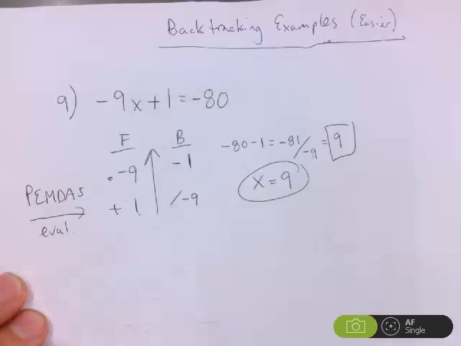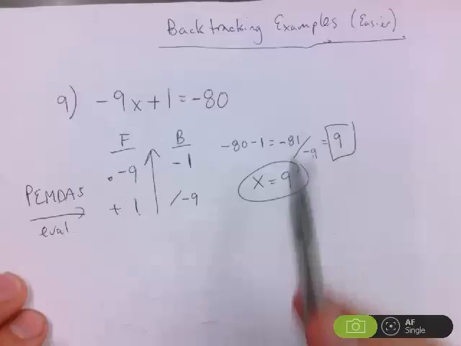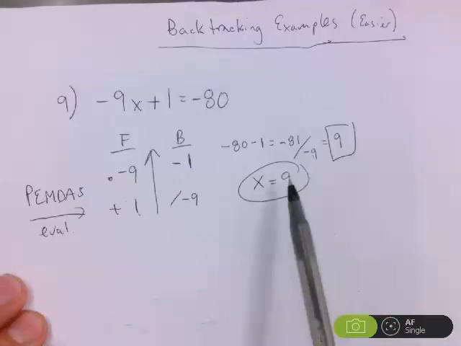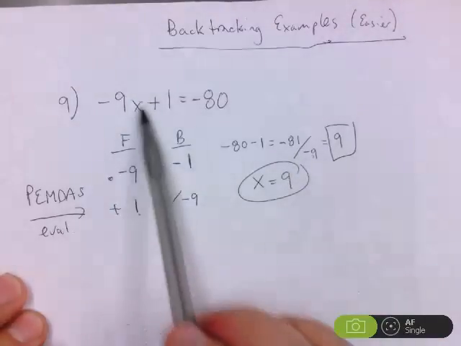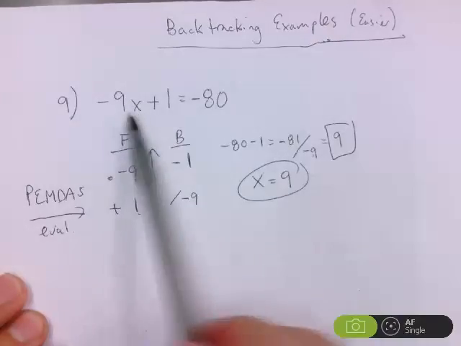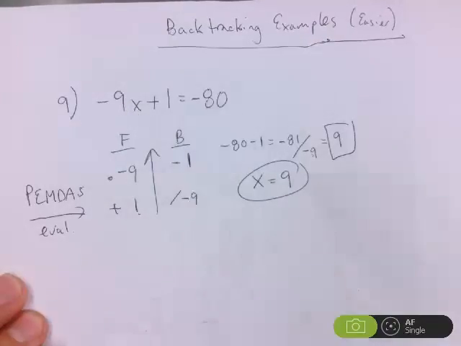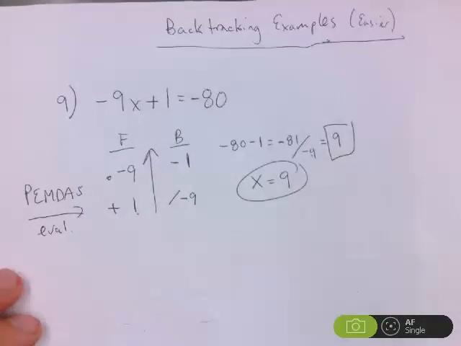You could try this with the traditional method if you want. I think a better thing is to plug back in. If I plug back in here, 9 times negative 9 is negative 81. Plus 1, I get a negative 80, so the thing checks out, and that's good.